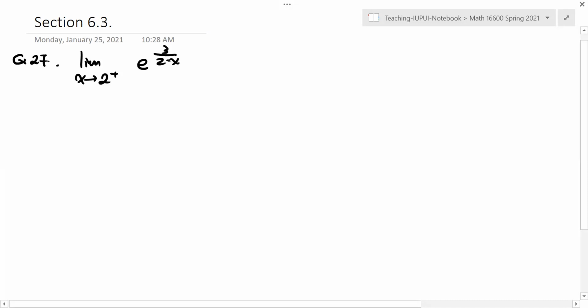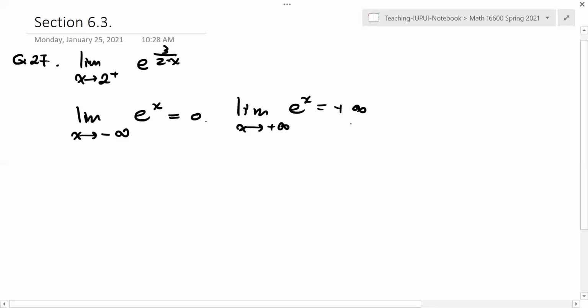So first of all, we need to know that we should remember the limit as x approaches negative infinity of e to the x is going to be 0. The limit as x approaches positive infinity of e to the x is positive infinity. So that's what we know from the graph.